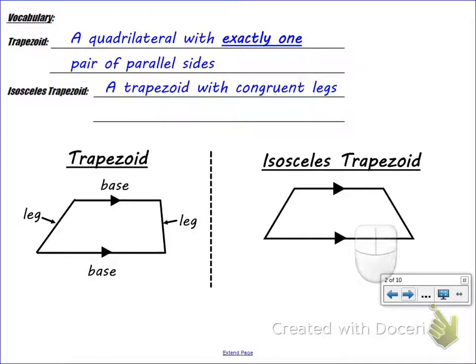So we'll start off with some definitions. First of all, a trapezoid is a quadrilateral with exactly one pair of parallel sides. So down here we have an example of what a trapezoid would look like. We've got two bases and two legs.